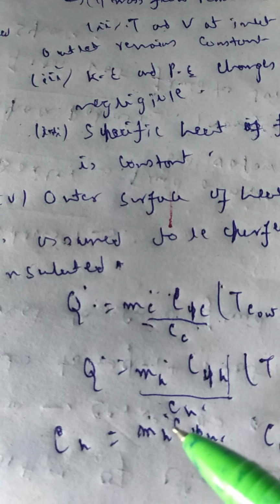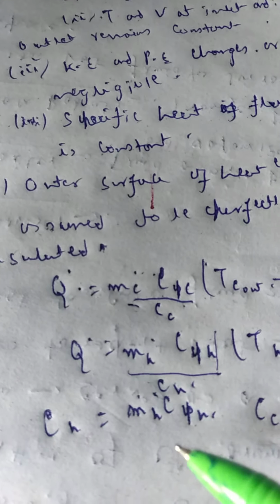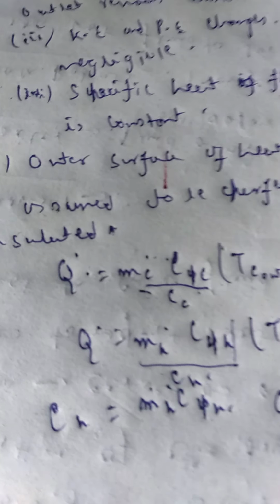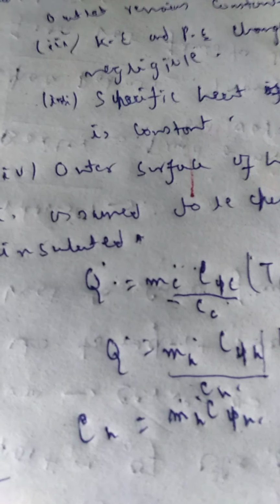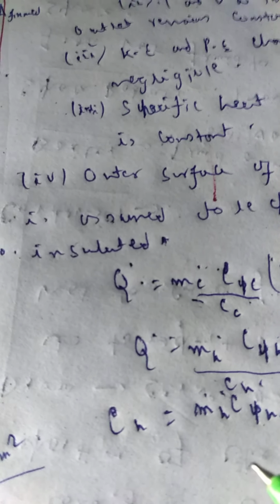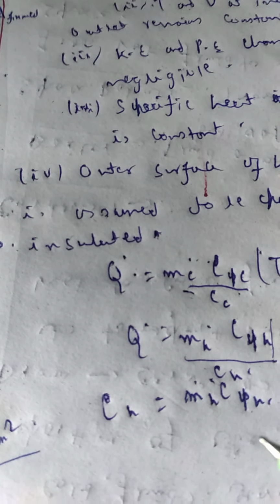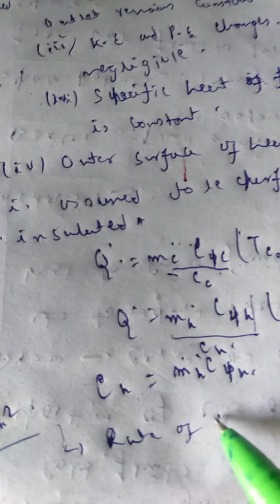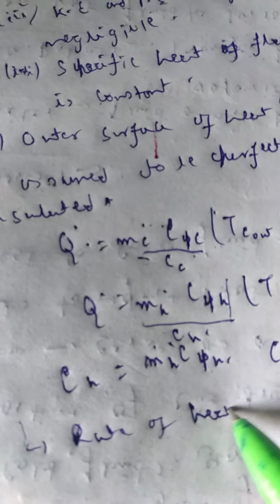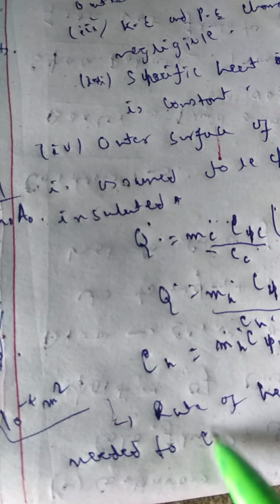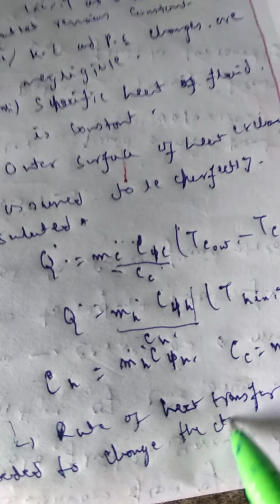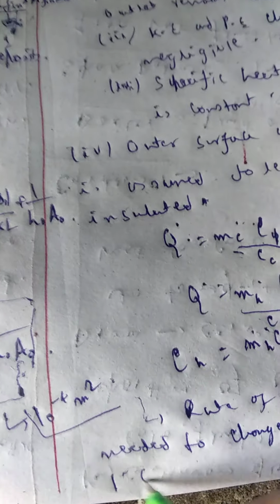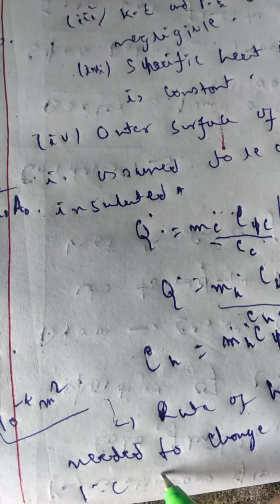Now this heat capacity rate of a fluid stream, which is represented over here, represents the rate of heat transfer needed to change the temperature of a fluid stream by 1 degree centigrade as it flows through the heat exchanger.